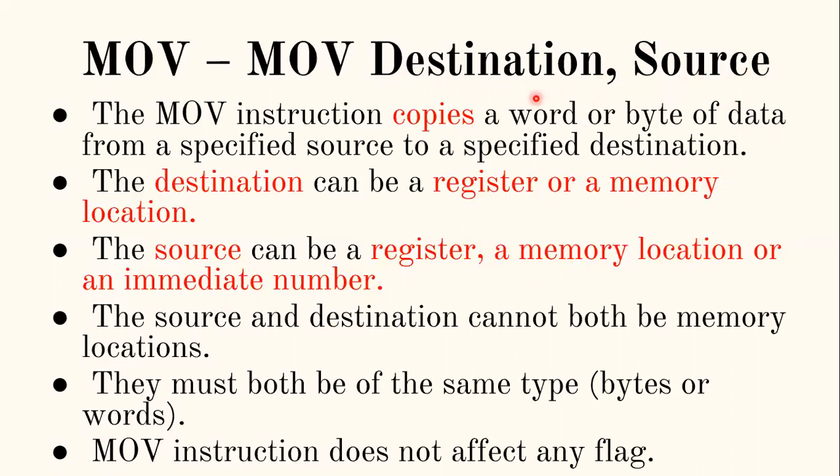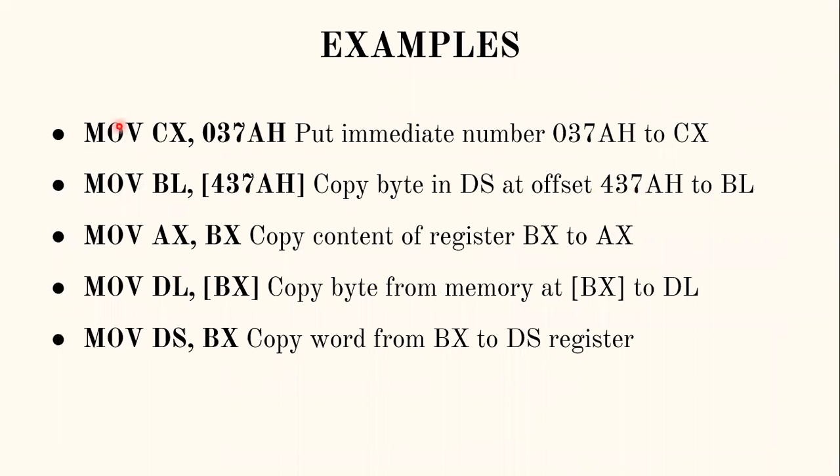The source and destination at a time cannot both be memory locations. And the important thing is the source and destination must be of the same type, that is, either they both should be byte or word. The execution of the move instruction does not affect any flag. That means the flag register remains unchanged due to this move instruction. These are some of the examples.